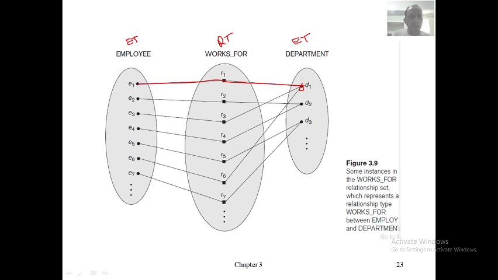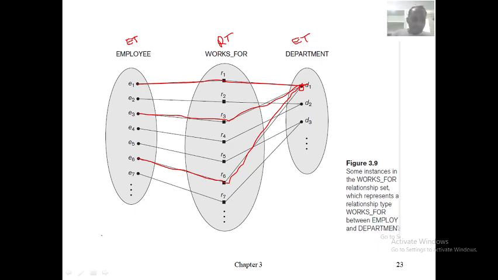Okay. Similarly, E3 also works for department 1. Then who is this? E6 is also, E6 works for, okay, what is that? Department 1. E1, E3 and E6 work for department number 1.